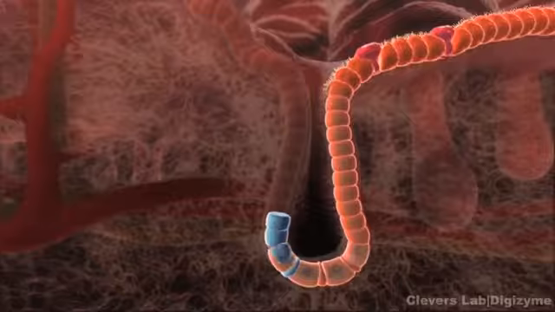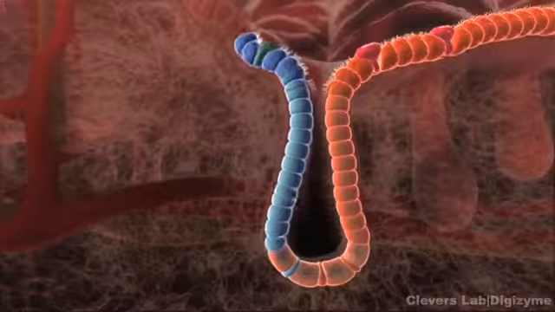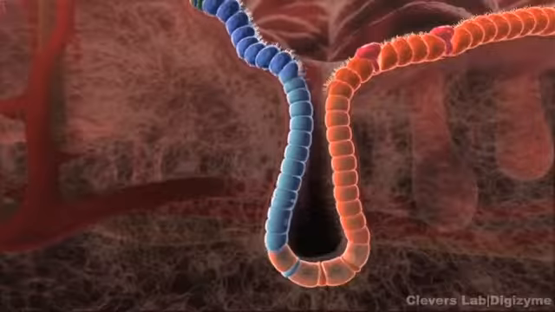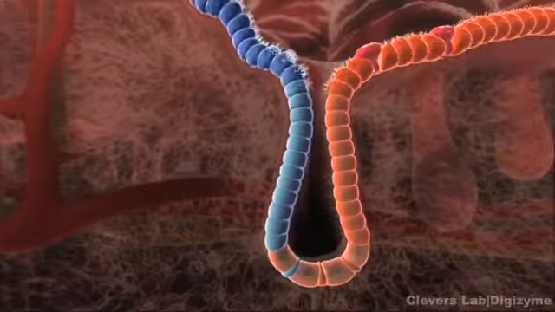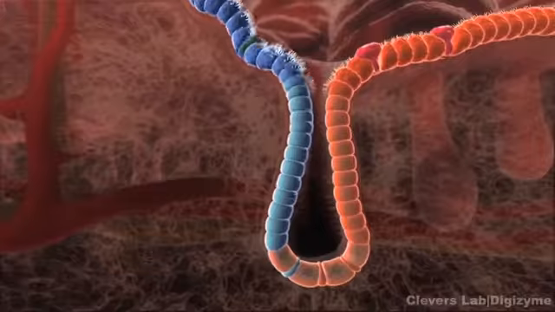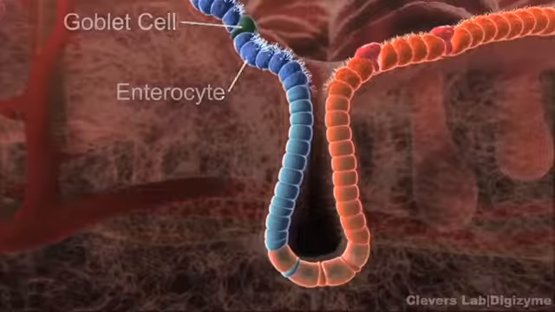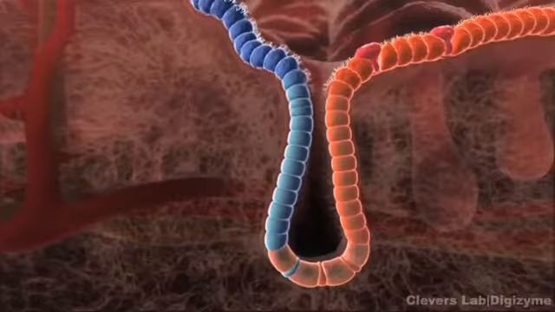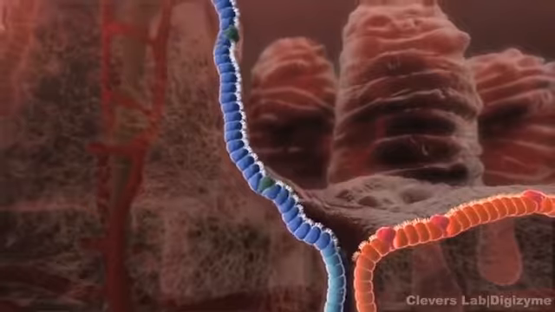The transit amplifying cells proliferate rapidly and move up the walls of the crypt. As the cells migrate upwards, they begin to differentiate into goblet cells and enterocytes. While the cells are moving up the sides of the villus, they carry out the essential functions of the small intestine, notably absorption of nutrients.